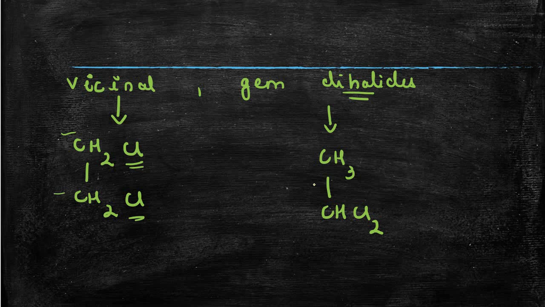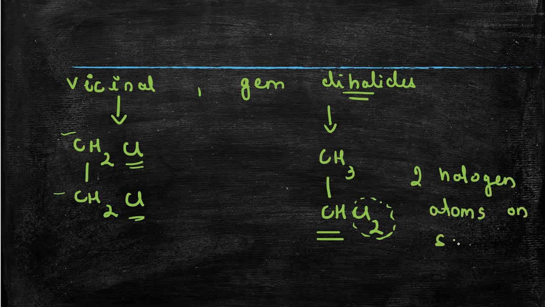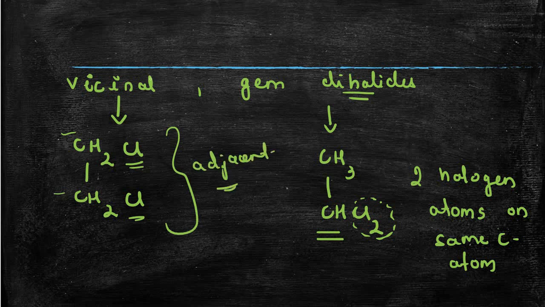Whereas in the case of a gem dihalide, let us take an example CH3CHCl2. This one is an example of a gem dihalide. You can see here, in the case of a gem dihalide, it has 2 halogen atoms and these 2 halogen atoms are attached on the same carbon atom. So when 2 halogen atoms are attached on the same carbon atom, we call it gem dihalides. And when they are attached on adjacent carbon atoms, we call it vicinal dihalides.